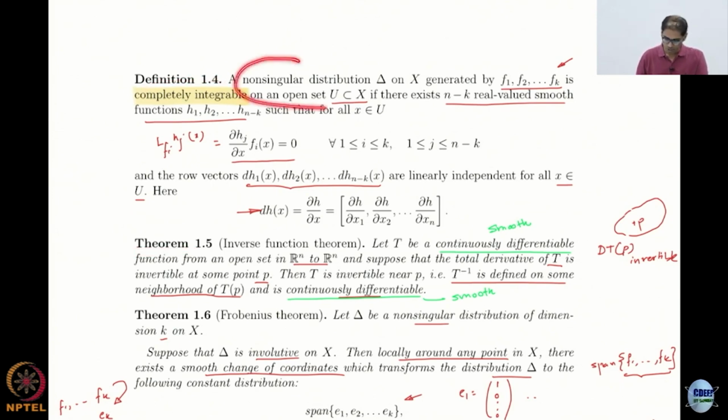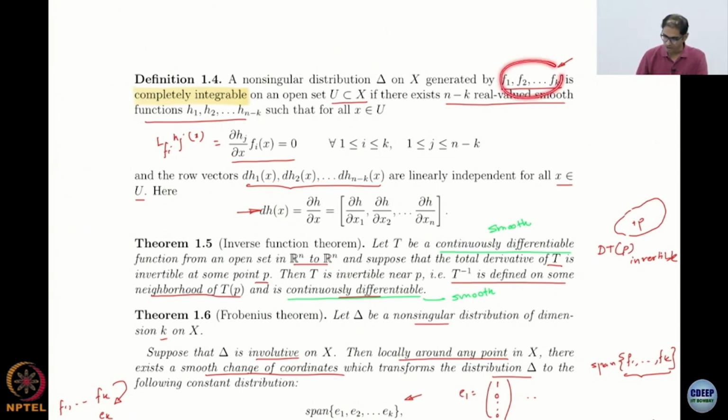The non-singular distribution delta, which is generated by these k vector fields, is said to be completely integrable on some open set in the state space if there exist n minus k annihilators, okay. If you remember your vector space course, annihilators are essentially what annihilate the elements of the vector space, or the vector space itself. Remember that the vector space of annihilators always has dimension n minus the dimension of the vector space itself. That is how it works.